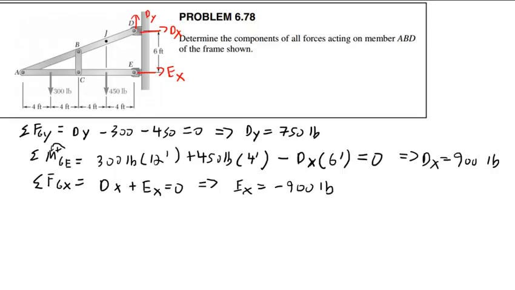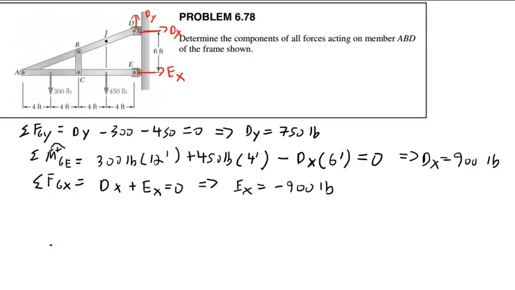All right, so what else can we do? We want all the forces on member ABD, and we're actually doing pretty good. We didn't even need DX? Not necessarily. We may not actually need that one. I was just doing it because I wanted to.